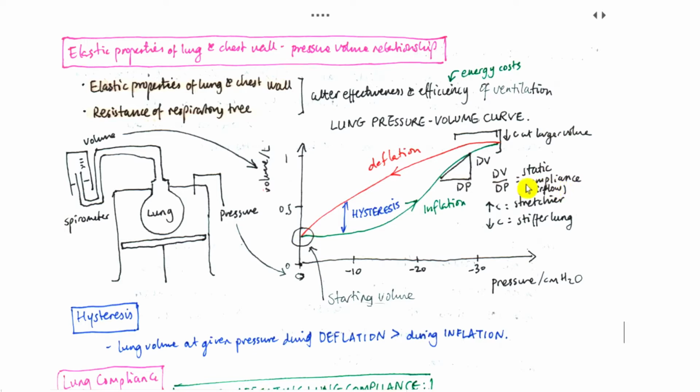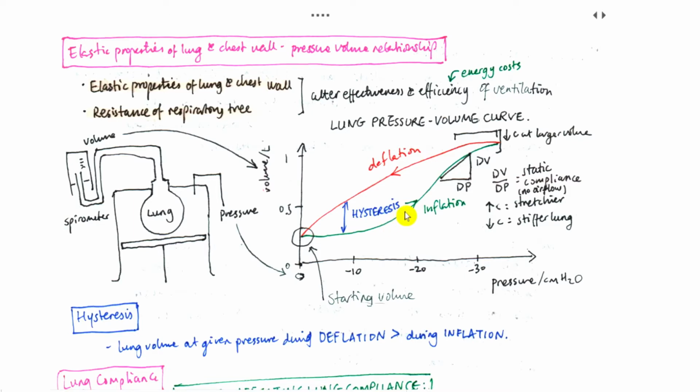Now, a few things. We can measure the static compliance of these curves by using dV over dP, change in volume over change in pressure. This shows us the static compliance, so the stretchiness of the lung when there's no airflow, and we take measurements at different points. The more compliant the lung, there's a bigger volume change with a change in pressure, the stretchier your lung is, whereas with decreased compliance you have a stiffer lung.